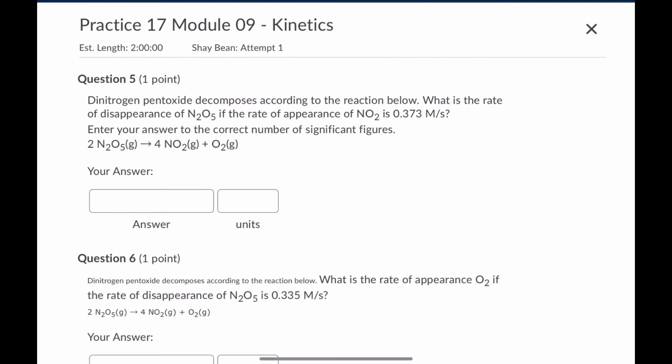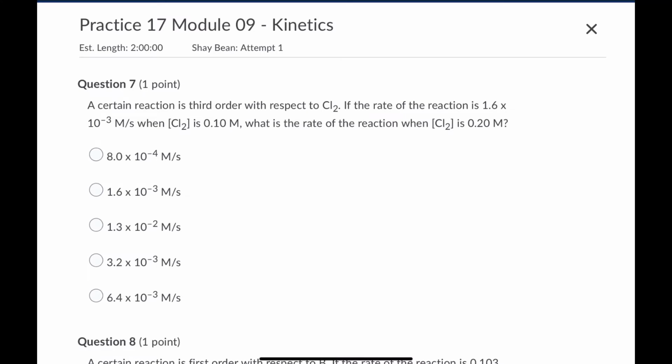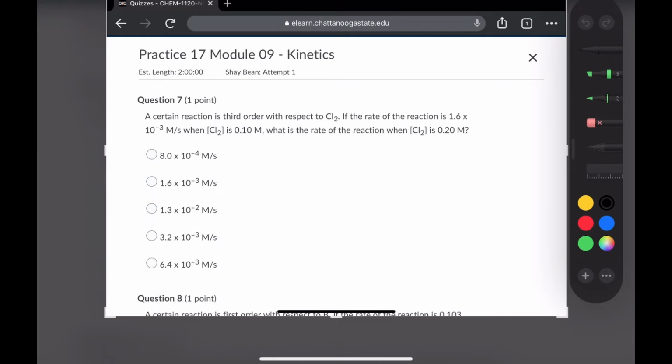Let's go back here. Let me scroll down. Let's look at question number 7. A certain reaction is third order with respect to Cl2. If the rate of this reaction is 1.6 times 10 to the minus 3 when chlorine concentration is this, what's the rate when the chlorine concentration is that? All right, I'm just going to work this here. So I know that it's third order with respect to chlorine, and so the rate law is rate is equal to K times the Cl2 to the third power.